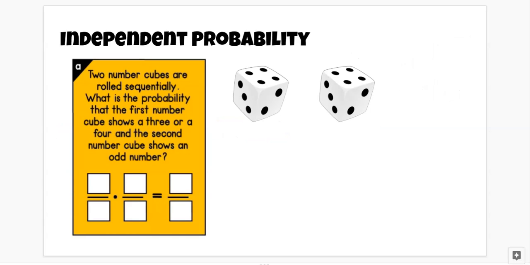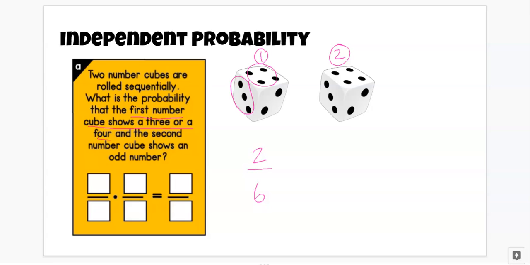We have two number cubes rolled sequentially. So we're going to roll this one first and then we'll roll this one second. What is the probability that the first number cube shows a 3 or a 4? So we're just going to pause right there and calculate that probability. We need that number cube to show a 3 or a 4. A number cube has 6 total possible outcomes, and there's 1 three and there's 1 four on the number cube, so that would be 2 good outcomes out of 6 total outcomes.